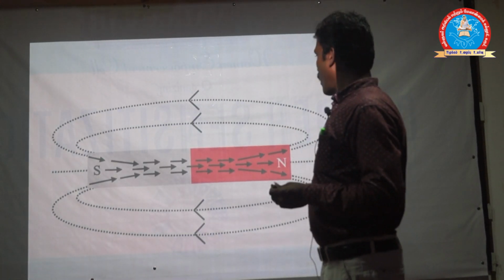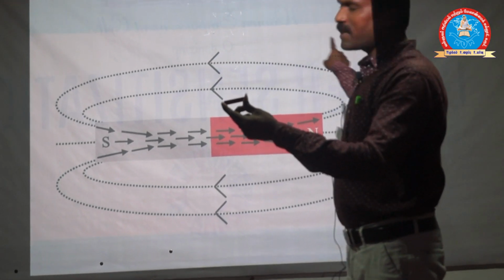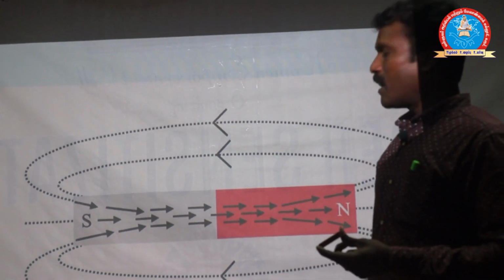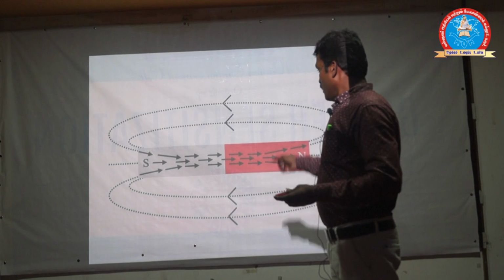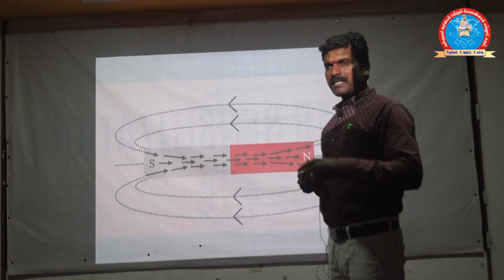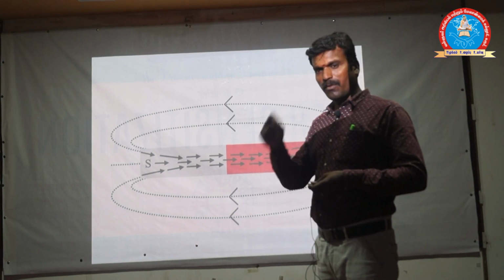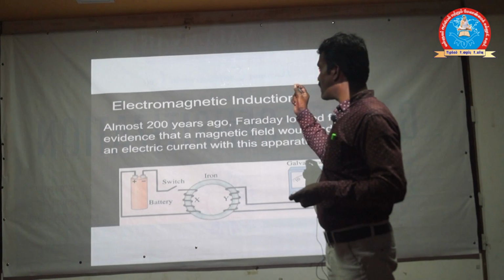So this is a bar magnet. The lines of force outside the magnet go from north to south, and inside the magnet from south to north. So these magnetic lines of force form a closed loop, not a single line. It will always be a closed loop.